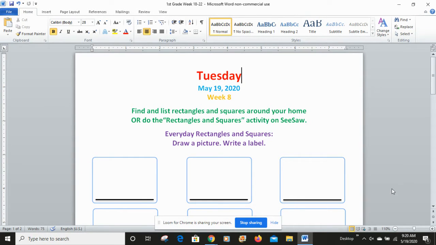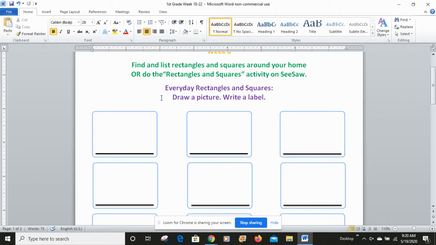Today's activity, really fun: find and list rectangles and squares around your home, or do the rectangles and squares activity on Seesaw. So I just drew a little thing here. It says everyday rectangles and squares. Draw a picture, write a label.